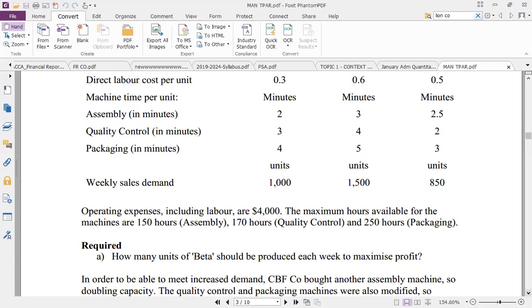So let's see the requirements. A, how many units of beta should be produced each week to maximize profits? Anytime they ask you how many units, quantities, production plan, optimum production mix, advise the company on the production mix, on the combination of the units to be produced, they're just asking you the 5 steps that we learned. So you're going to use the 5 steps here.